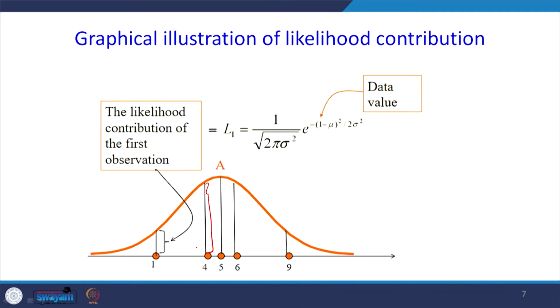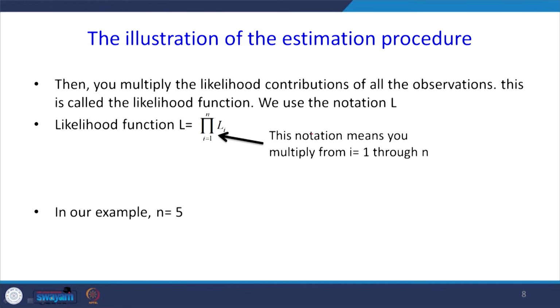For example, this is the first one. Instead of x, we have substituted 1. For the second data point, instead of x we substitute 4. For the third, 5, the next one 6, and the next one 9. Then you multiply the likelihood contributions of all the observations. This is called the likelihood function. We denote that by L.